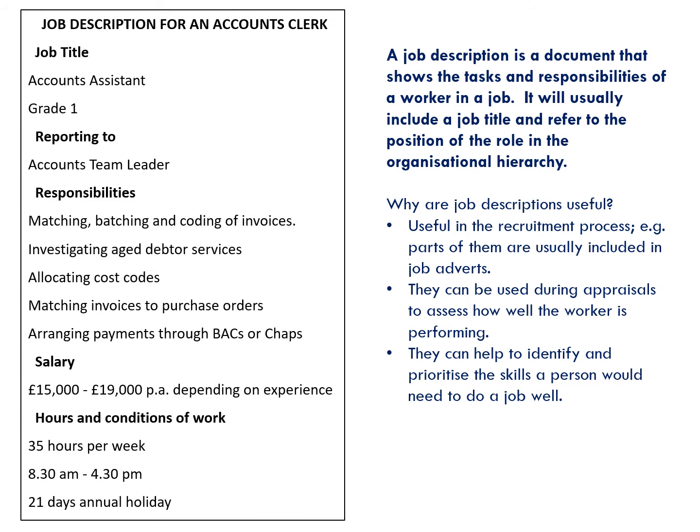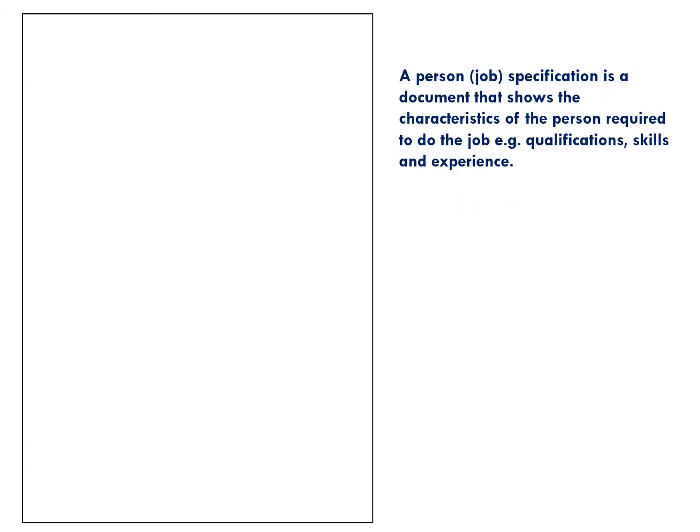So this is what the role involves. What sort of person do we need for this role? A person specification is a document that shows us the characteristics of the person required to do this particular job. For example, the qualifications, skills, and experience. So let's imagine the job description previously had described, let's say, a nursery nurse. What would be the person that we would require?